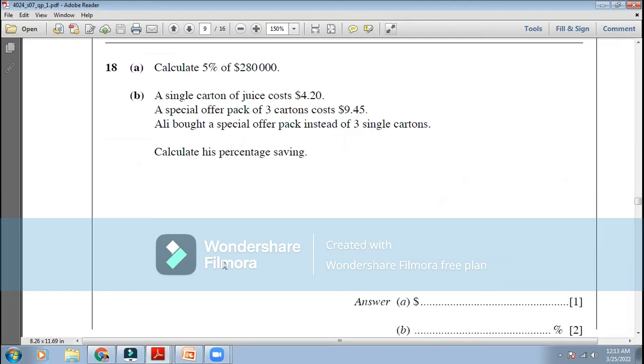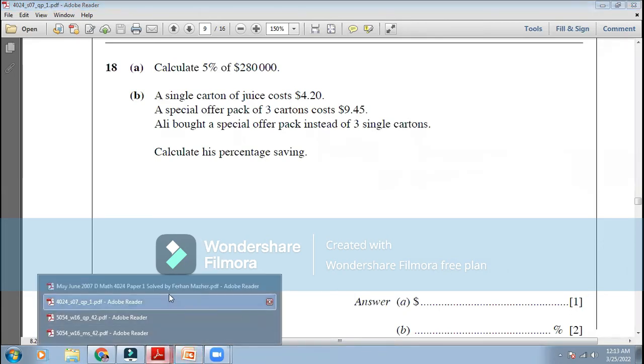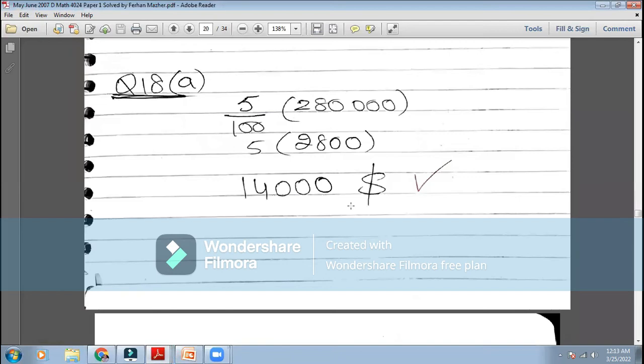He says, calculate 5% of $280,000. So if you want to calculate, 5% means 5 by 100, multiplied by 280,000. So the zeros will be cancelled. You are left with 5 multiplied by 2,800, and you will get $14,000.